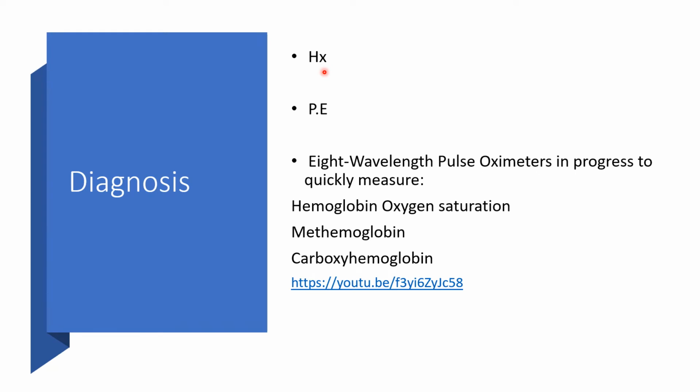We'll need to take a full history, do a thorough physical examination, and make use of an 8 wavelength pulse oximeter that must be in progress quickly. That will help us to get to know hemoglobin oxygen saturation, methemoglobin, and carboxyhemoglobin. I can explain further as per 8 wavelength how it is different from the 2 wavelength that we commonly use.